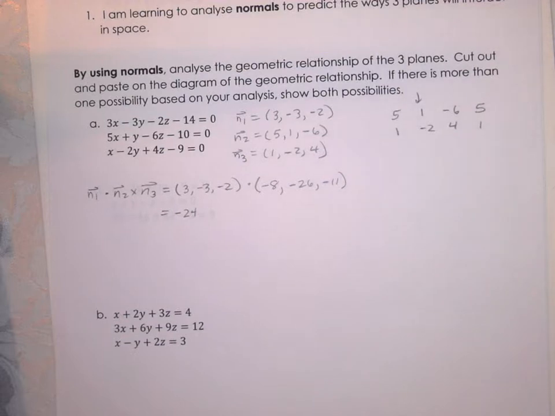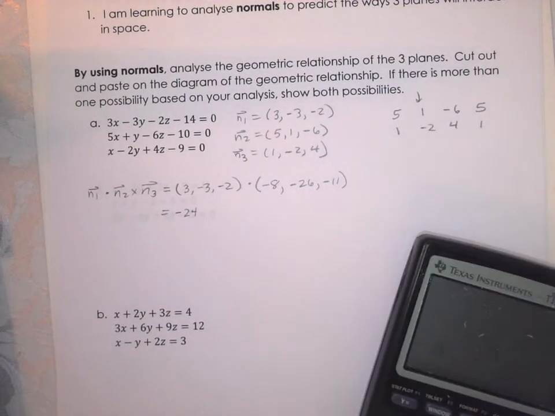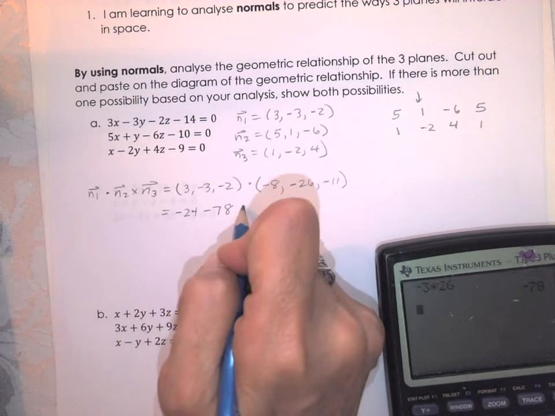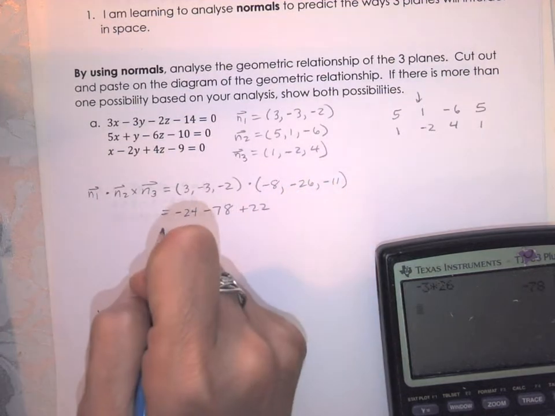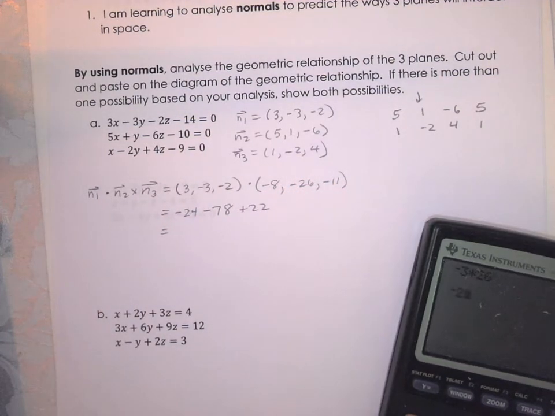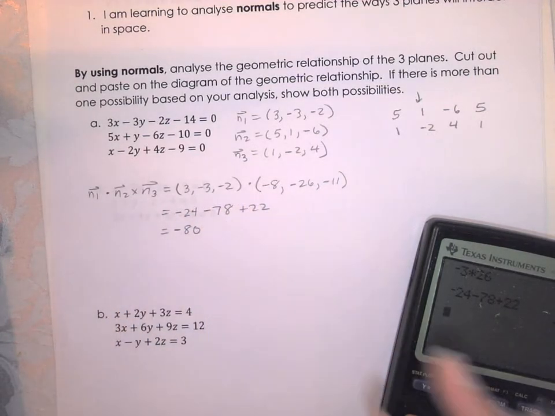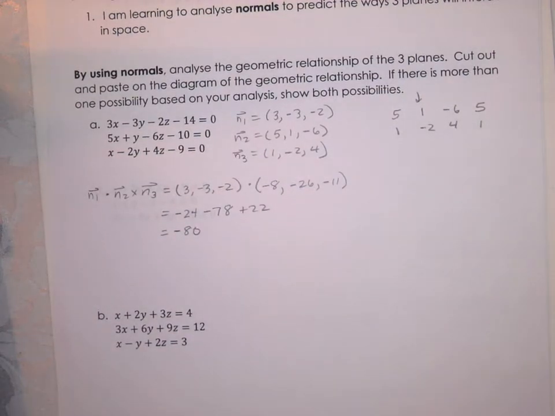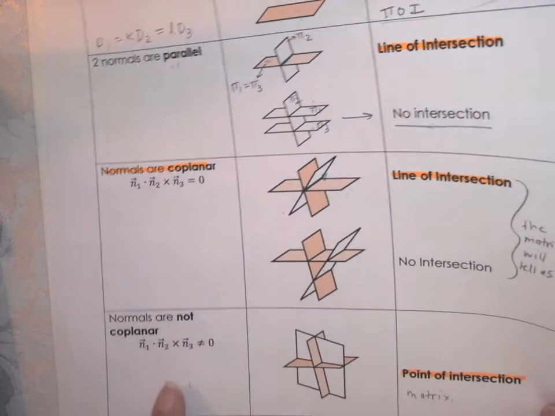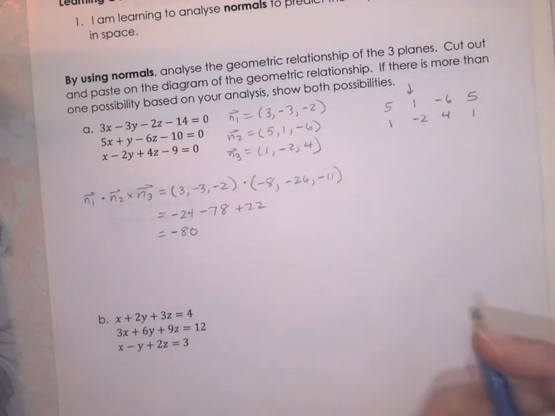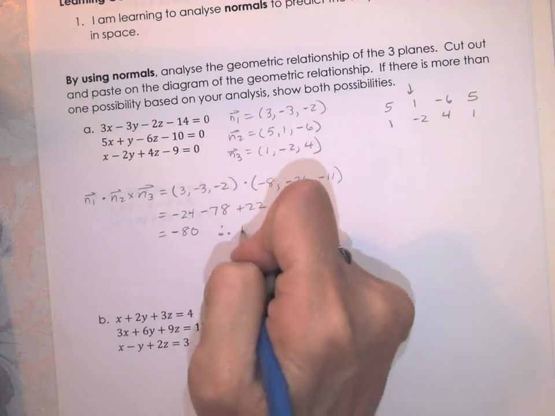Let me get my calculator. -3 times -8 is -24, and -3 times... -3 times 26 is -78, and then plus 22. It's -80. So they're not coplanar, which means that you have a point of intersection in this arrangement. I forgot to show you, so that would mean therefore there's a point of intersection.